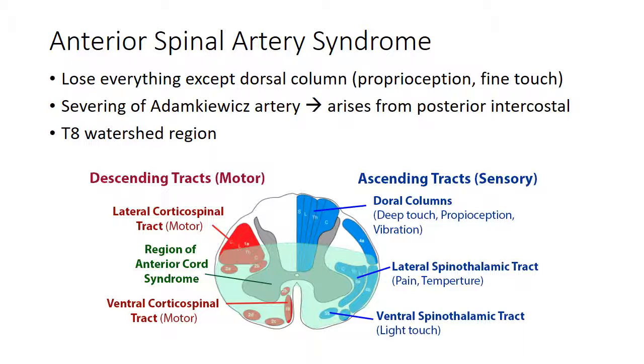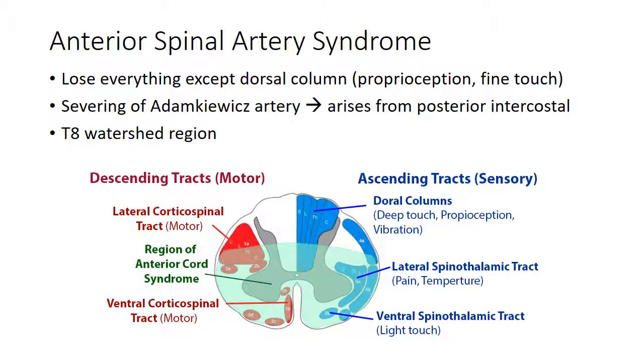One of the common causes is severing of the Adamkiewicz artery. That's one that should have been brought up in your cardiovascular anatomy at some point. Sometimes during surgery that artery can be severed. But basically it's an artery that arises from the posterior intercostal, and it supplies the anterior spine. And if there is a problem with that artery and you have insufficient blood flow, it affects the anterior spinal watershed region. That region's at about T8.